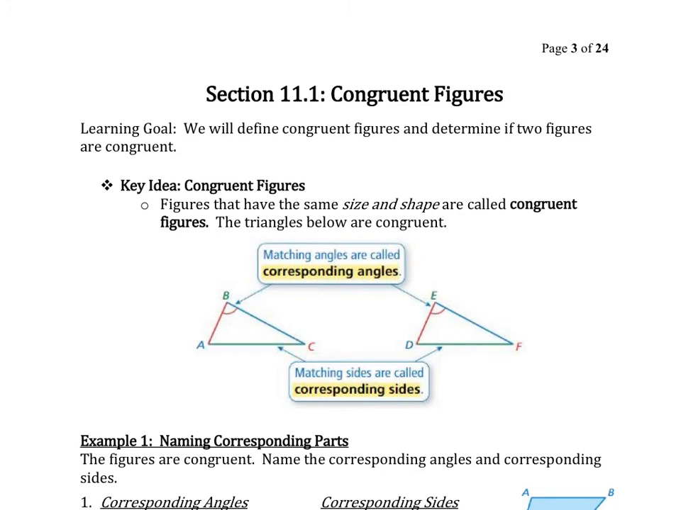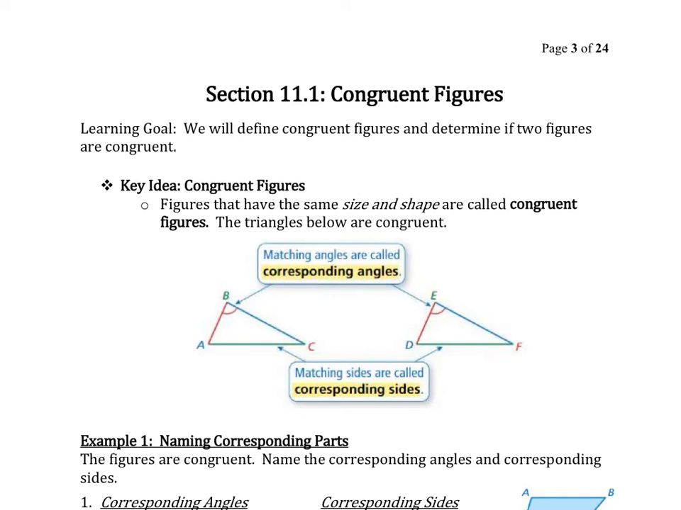So before we can get started on actually changing shapes, we need to look at how shapes compare to each other. So for 11.1, we're going to define congruent figures and determine if 2 are congruent. So notice under the key ideas, we've talked about this definition before, but figures that have the same size and shape are congruent. You can kind of think of them, they look exactly the same.